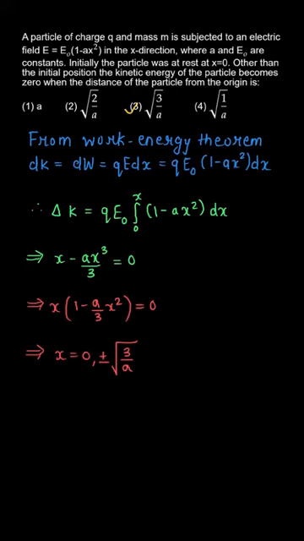Now we take the positive value of root 3 by a, not the negative value, because it has been asked that it is moving in the positive x direction. So we'll ignore minus root 3 by a, and we'll take the answer to be option number 3, that is root 3 by a. So that will be the position at which the kinetic energy of the particle will be 0. Thank you.